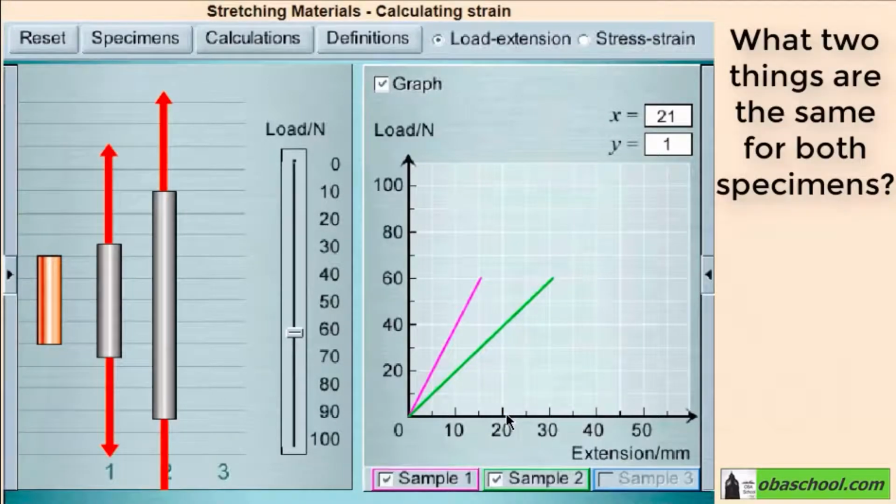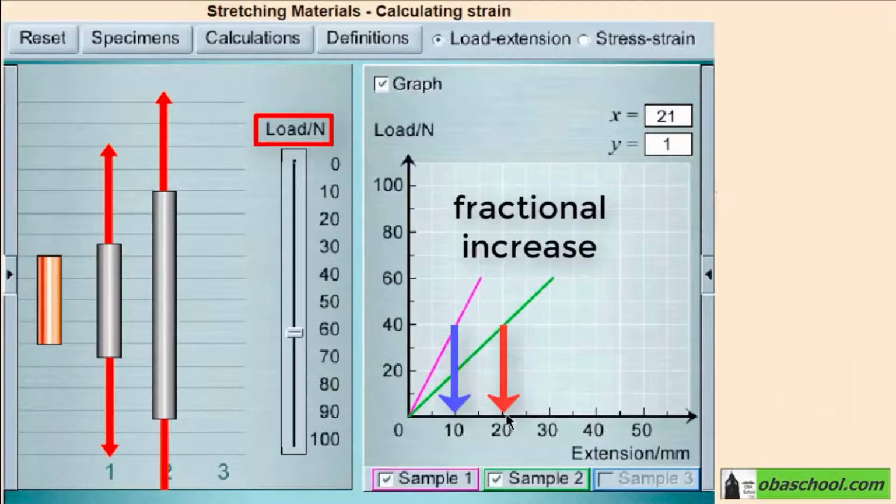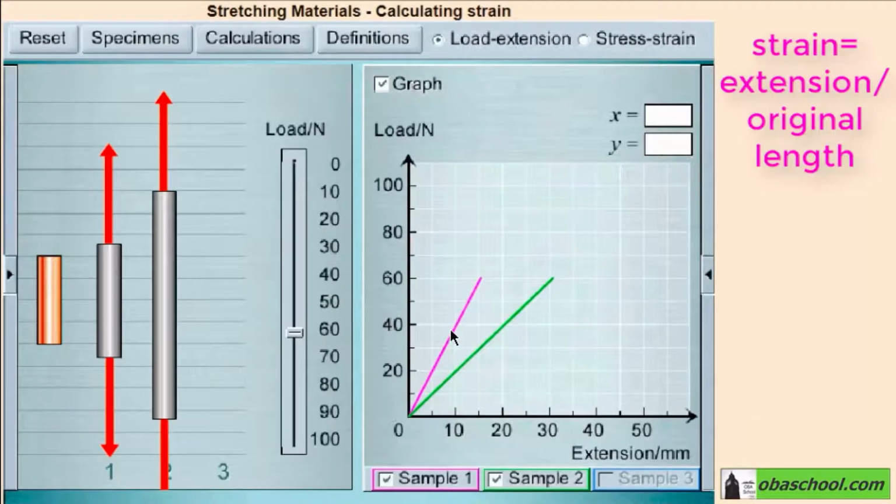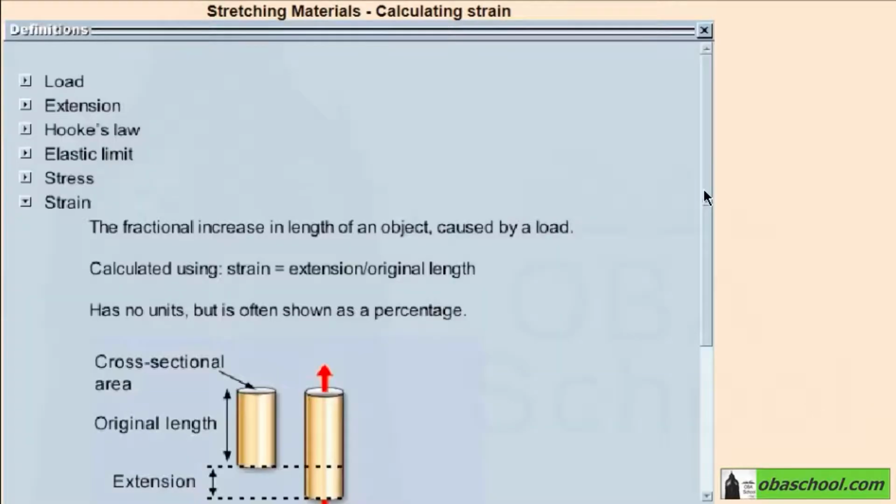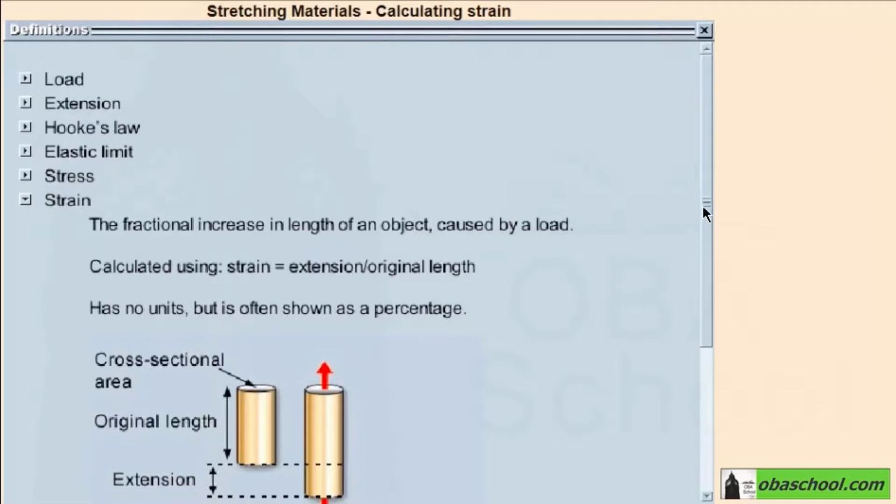What two things are the same for both the specimens? Yes, the load and the fractional increase in length, since the first one is twice the other, so their extensions are also doubled. Since the strain is equal to the extension divided by the original length, let's click on Definitions and see the illustrated explanation for the strain.